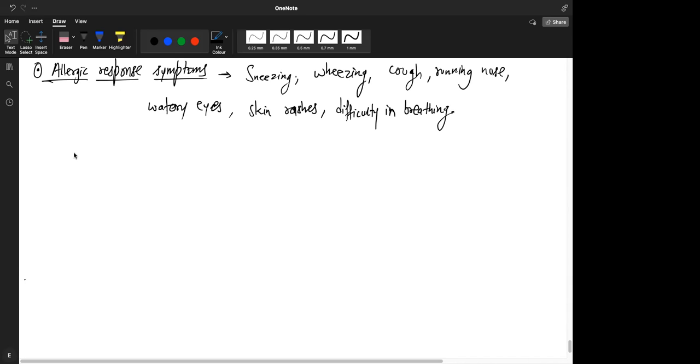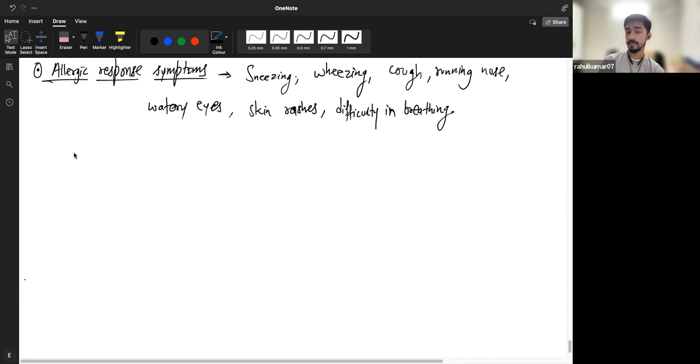We can do tests. What kind of test? Yes, perfect. Blood test. But how will a blood test help? Blood test will only tell you that you have lots of antibody IgE in your blood. Blood test will tell you that there is an allergic response in your body. How is it going to help?